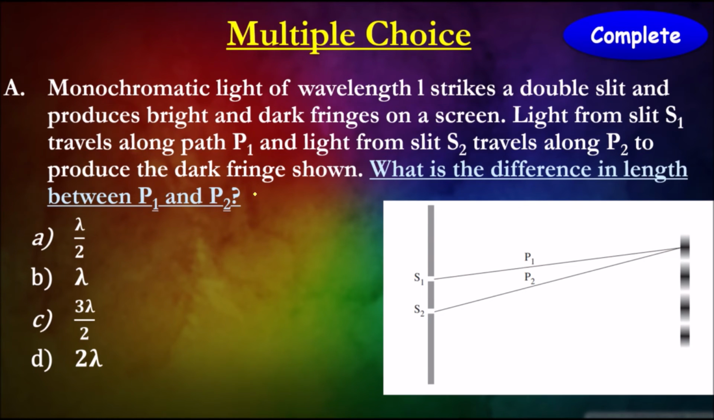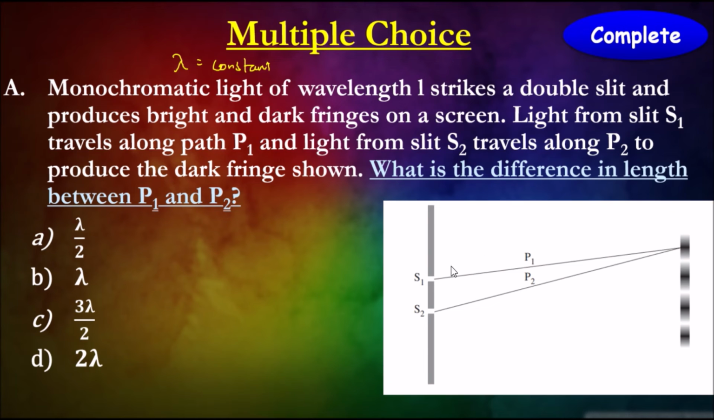Okay, our next question is actually a multiple choice question. It says we have a monochromatic, so the wavelength is constant, light that strikes a double slit and produces a bright and dark band on the screen. Light from slit S1 travels along path 1, and light from slit S2 travels along path 2, producing the dark fringe as shown. What is the difference in the length between P1 and P2?